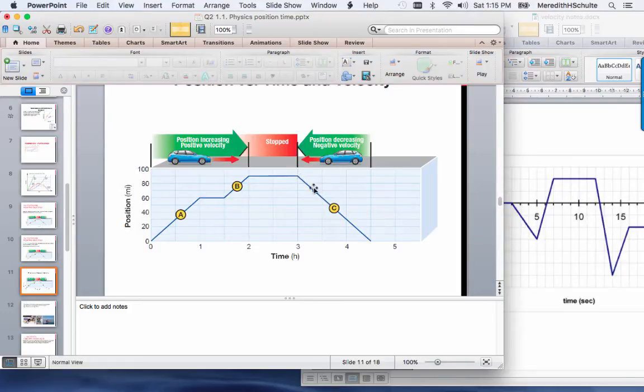So negative velocity, because they're going, sorry, I'm blowing up here. Let me turn off my phone.